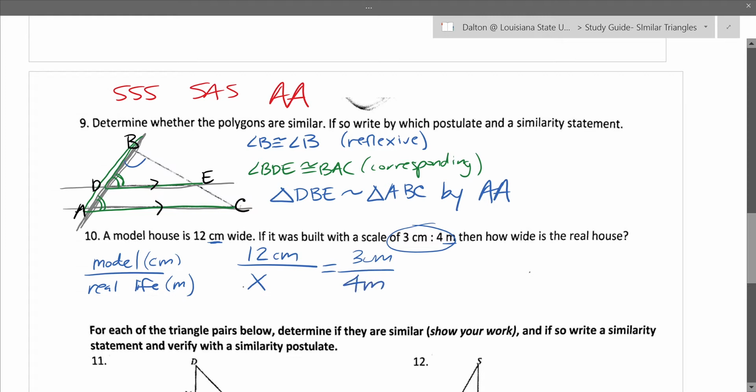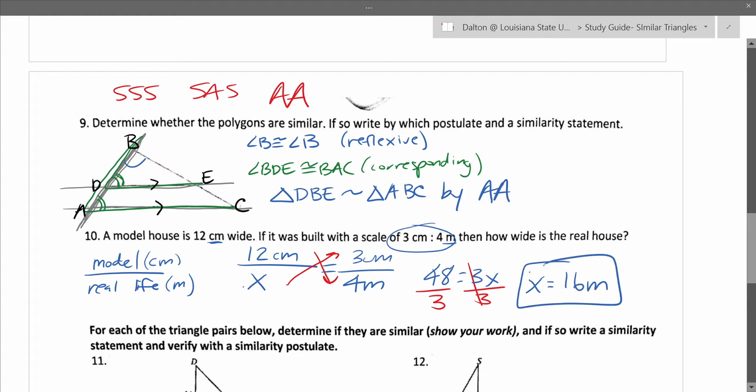And then if I cross multiply, I can solve. So I'm going to do 12 times 4 and x times 3. So 12 times 4 is 48. X times 3 is 3x. And then if I divide both sides by 3, 48 divided by 3 is going to give me a value of 16 meters. So in real life, the house is 16 meters wide.